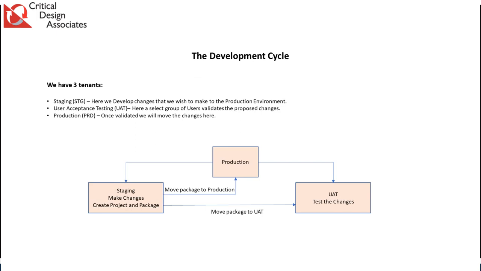We have three tenants. We have a staging tenant where we develop the changes that we wish to make available to the production environment, a user acceptance testing environment where we have a select group of users to validate the proposed changes, and a production environment. And once everything is validated and ready to go, we'll move the changes to production.